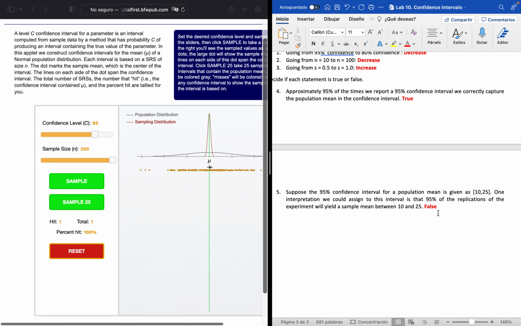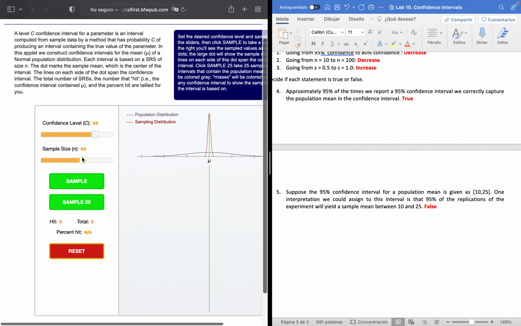Yeah, I mean, a 95% confidence interval does not mean that if we obtain that interval, the true value, the mean, is going to be there with a 95% probability. No. The 95% confidence interval means that if we construct 100 intervals or many intervals, 95% of the times we're going to be covering the true value. For example, go back to the left. I'm going to reset everything.